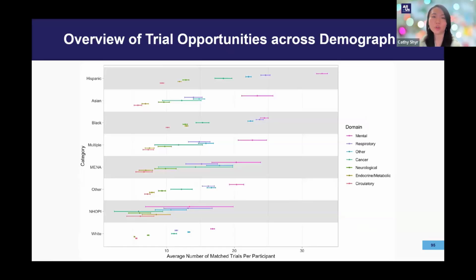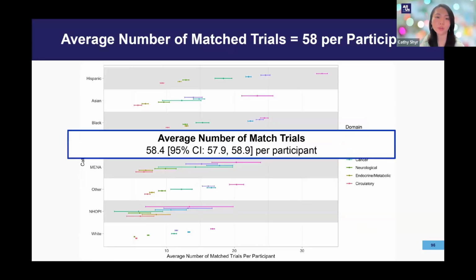So here's an overview of the trial opportunities across different demographic groups. One thing I want to highlight is that the average number of matched trials based on the analysis was about 58.4 per participant. And again, I want to caveat this by saying that we only looked at very high level eligibility criteria, so age, sex, condition, and location. So this number may be a little bit overestimating the actual number of trials if we were to take into account the very specific eligibility criteria.